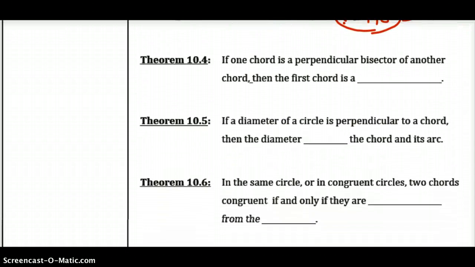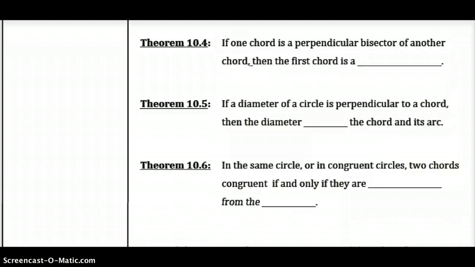Continuing here, some theorems here. So a little run on theorems. If one chord is a perpendicular bisector of another chord, then the first chord is a diameter. So here's a situation. If I've got, here's a chord. If I've got a perpendicular bisector, and it's got endpoints, this, again, since it includes the center, then it's got to be a diameter. So a chord that includes the center point is defined as a diameter.